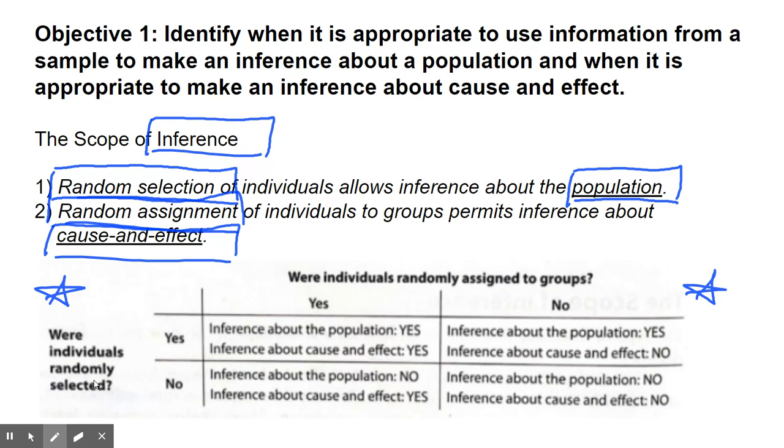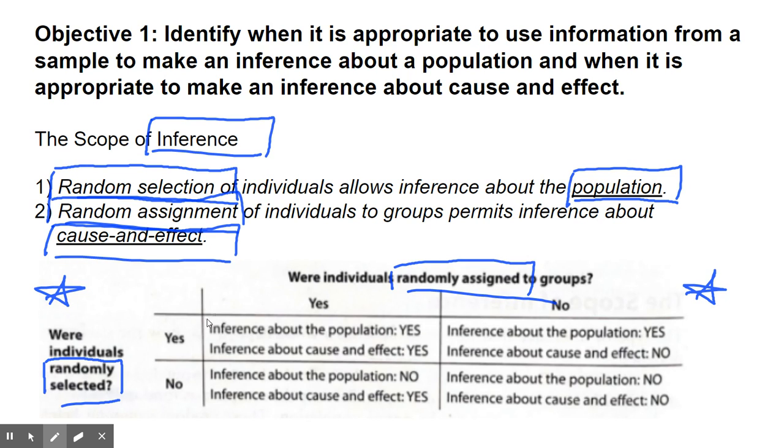So random selection. Can I infer about the population? And again, if there was random selection, inference about the population. If there wasn't random selection, no inference about the population. Up here, random assign. Random assign means cause and effect. Yes. Cause and effect, yes. No random assignment, cause and effect, no. Okay, so again, keep in mind this, and it's about random selection versus random assignment.